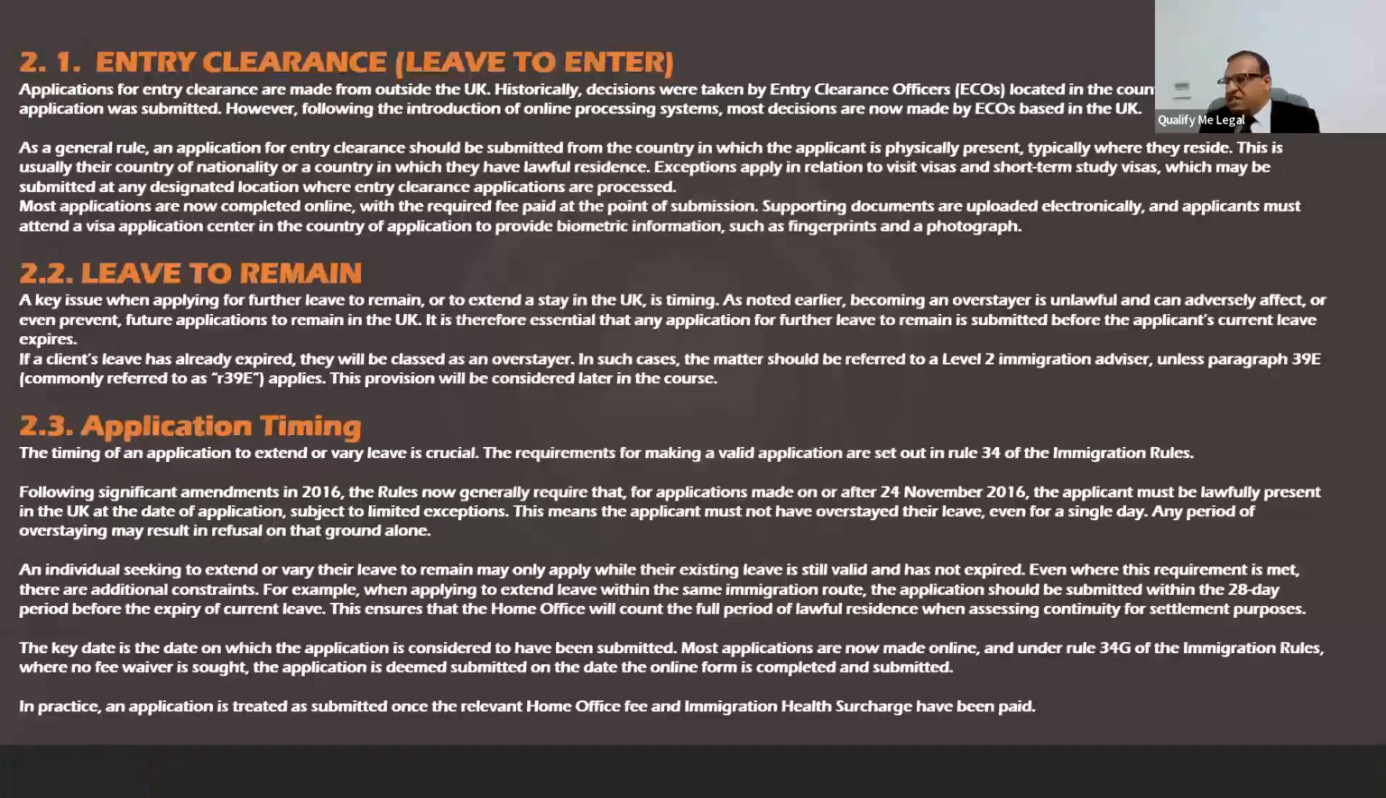As I told you, applications for entry clearance are normally made from outside the UK. Historically, we had entry clearance on each and every station. For instance, if you were applying for entry clearance from Islamabad, in the past we had entry clearance officers sitting in the British Embassy in Islamabad, and they would decide your applications while sitting there. However, now the process has been changed.